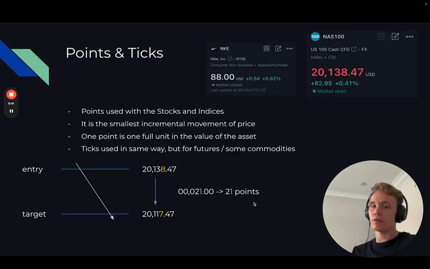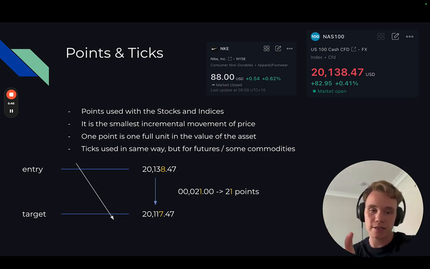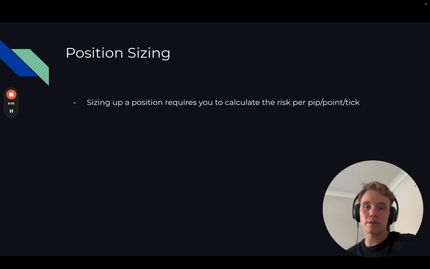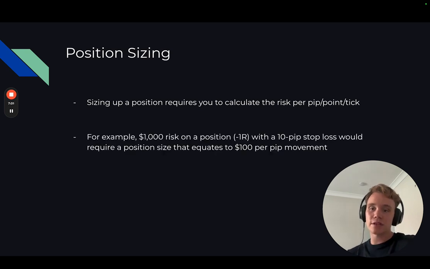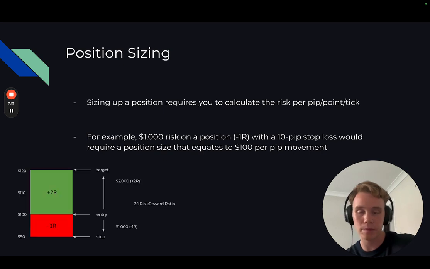And now we're going to go from talking about how to identify the price of an asset and the points and the movements of it and how it would move, and we're going to go over into how that relates into our position sizing and risk management. So sizing up a position requires us to calculate the risk per pip, point, or tick. So for example, if we want to risk $1,000 on a position with a 10 pip stop loss, it would require a position size that equates to $100 per pip movement.